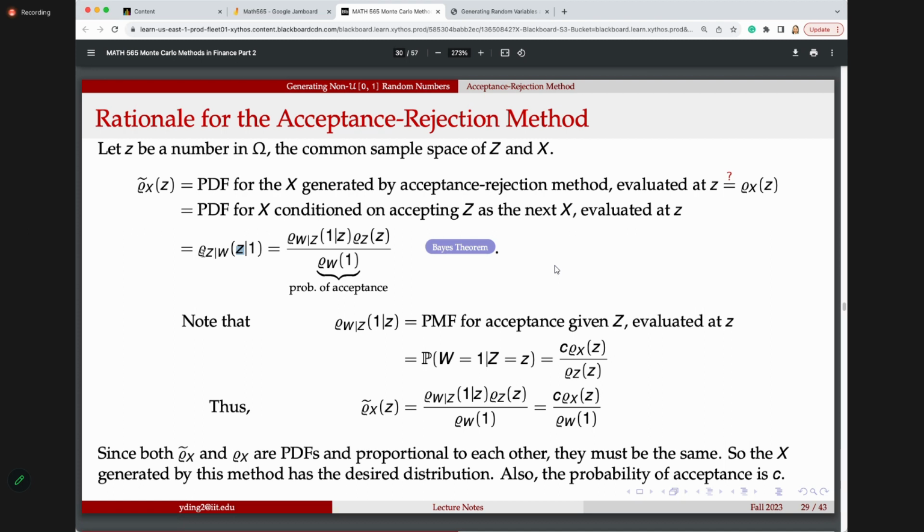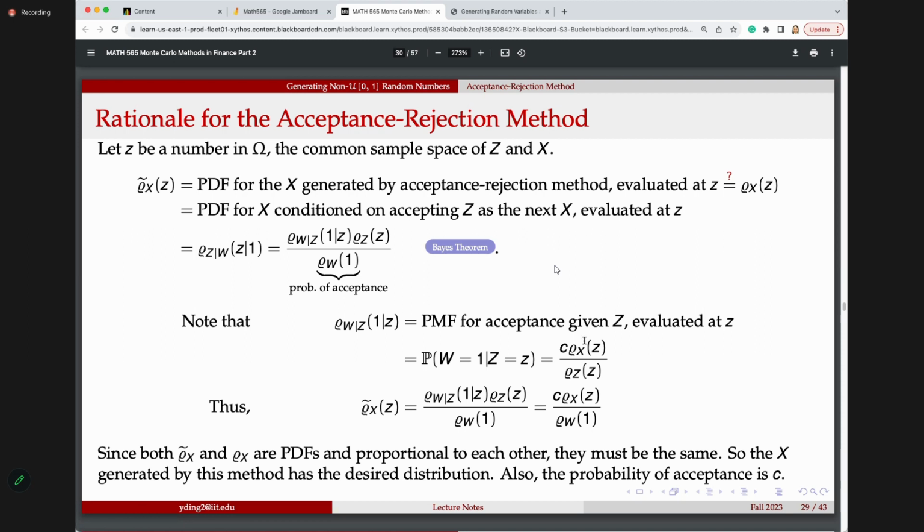Then by Bayes theorem, given z, we have the value of w, and then times the density function of rho z divided by the probability of w being 1. So this is the mass function here. So we will rewrite this by Bayes theorem. This probability, w given z, is actually the probability of acceptance. And what is this one? This one is the mass function for acceptance given z, evaluated at z. So we rewrite it like that.